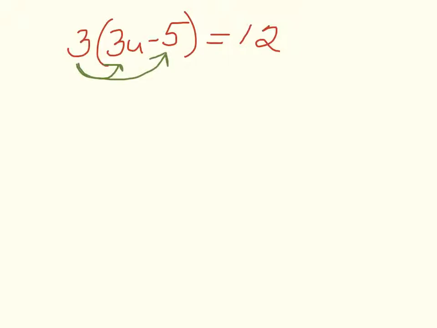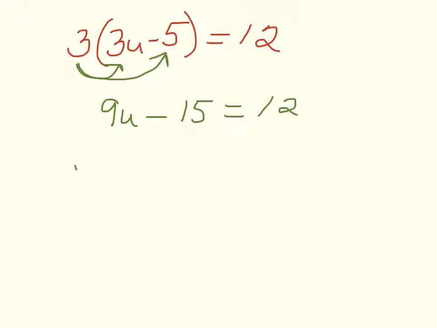That means multiplying through. 3 times 3u, that's 9u. Bring down that minus sign that's there. And then we have 3 times 5, that will be 15. We're right at the basic two-step equation.